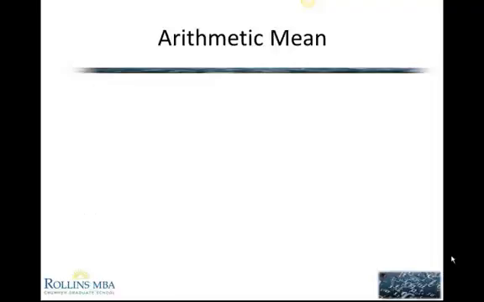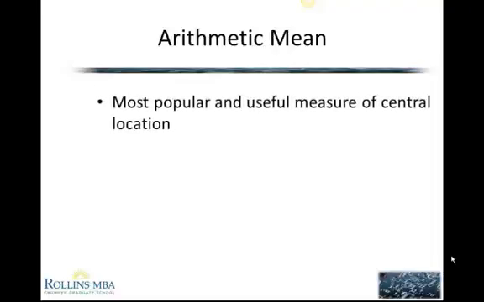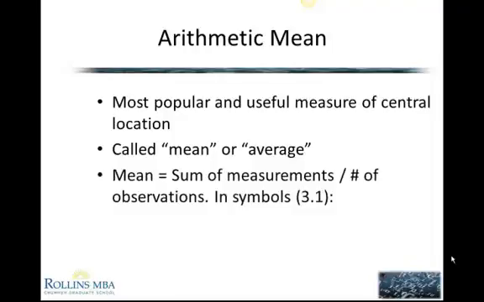The third measure is actually the most common measure, and it is called the arithmetic mean or the average. It's the most popular measure of central location of a data set, and it's the most useful in that we're going to rely heavily on this one when we're doing inferential statistics and estimation. So it's called the mean or the average, and it's what we usually think of as an average. We sum each of the values and we divide it by the number of observations.